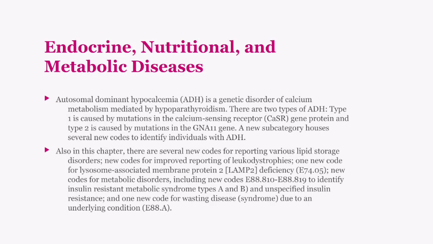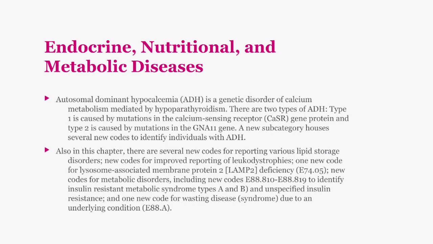Endocrine, nutritional, and metabolic diseases. Autosomal dominant hypocalcemia, ADH, is a genetic disorder of calcium metabolism mediated by hypoparathyroidism. There are 2 types of ADH. Type 1 is caused by mutations in the calcium sensing receptor, CASR, gene protein, and type 2 is caused by mutations in the GNA11 gene. A new subcategory houses several new codes to identify individuals with ADH.